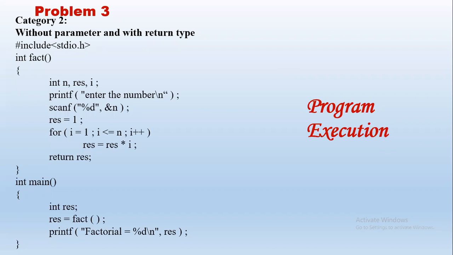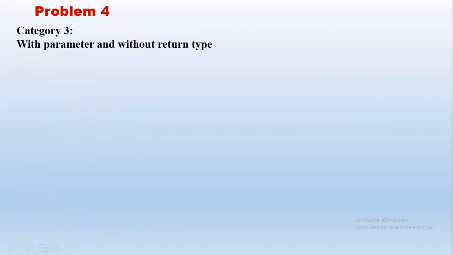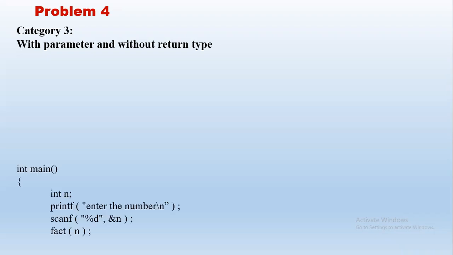Continuing here, we have the third category, which is with parameter and without return type. Here we have to pass the parameter, right? That means we should know the value. We have to pass the parameter for which we have to find the factorial. That means we should know what this n is for which we have to find the factorial. Is it 5 factorial or 6 factorial? What is the value of n? In this case, if we have to pass it as a parameter, we have to take input first in the main. So here first we are taking input.